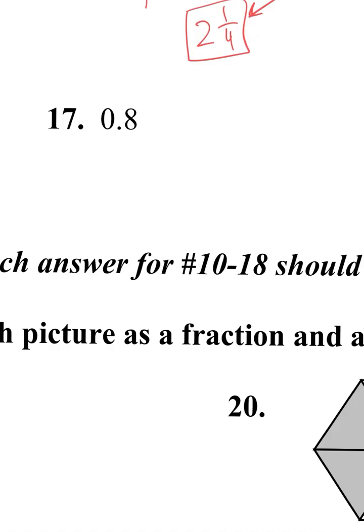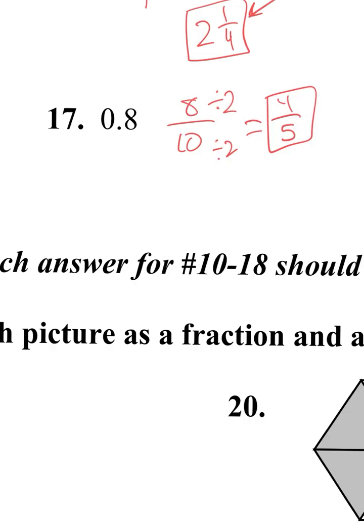All right, here we are on number 17. On number 17, we've got 8 tenths. So what's my digit? 8. What's its place value? It's in the tenths. And what's the greatest common factor of 8 and 10? The greatest common factor of 8 and 10 is 2. So we're going to divide both the numerator and the denominator by 2. So 8 divided by 2 is 4, and 10 divided by 2 is 5. And when the difference between the numerator and the denominator is 1, you're done. On to number 18. This is a long video.